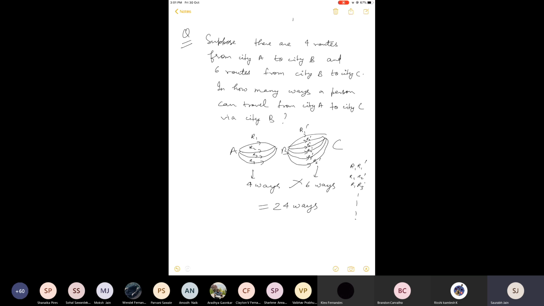So four ways means what? A number of these are the ways. You will write it like this. The person can move from A to B in four ways. So just write it like this, and he can move from B to C in six ways. Therefore, the total number of ways in which he can travel from A to C via B is 24. Okay, 4 into 6, 24. You write it like this.